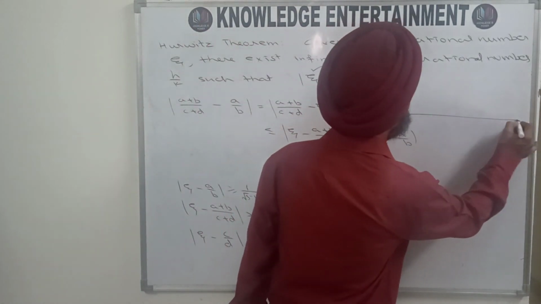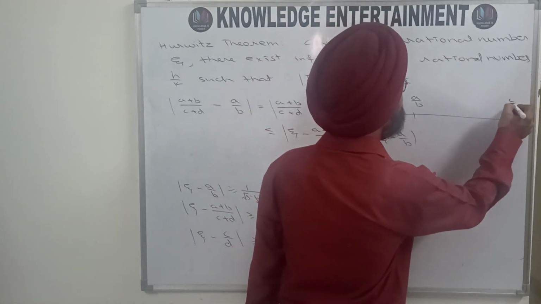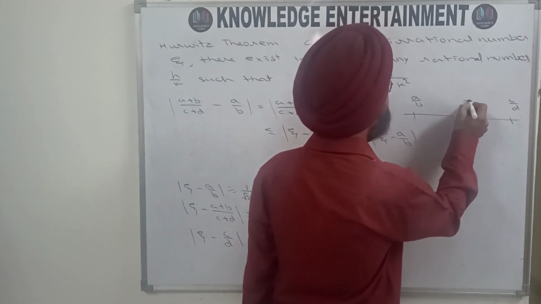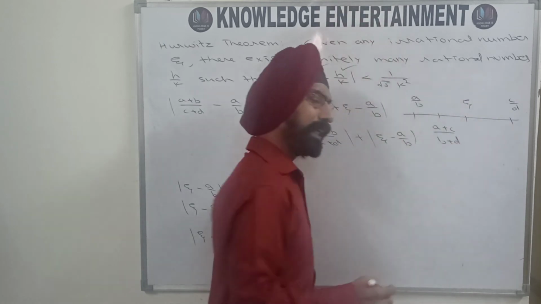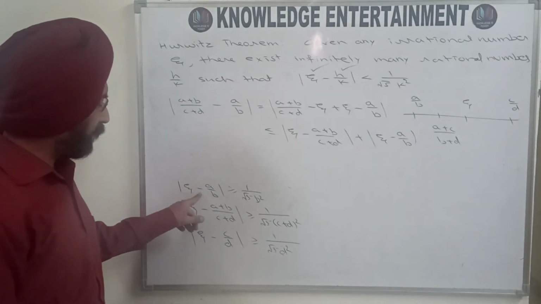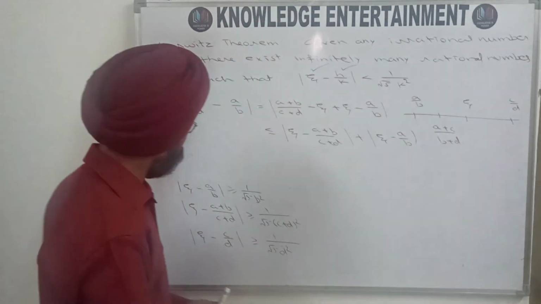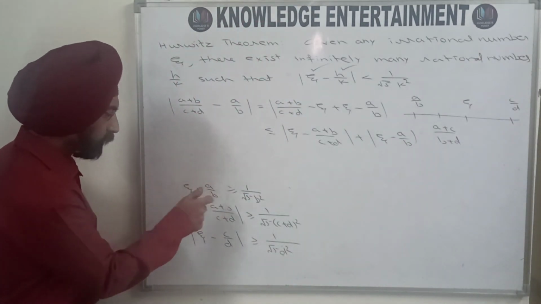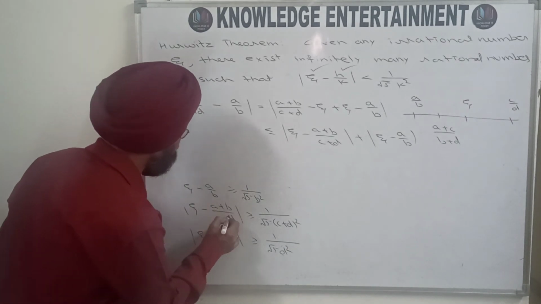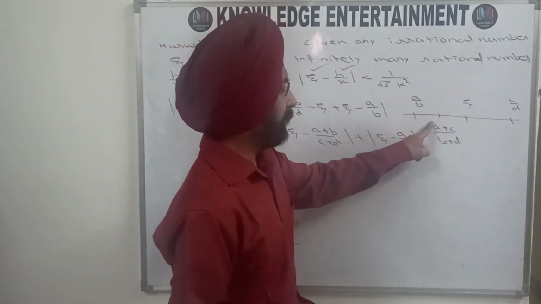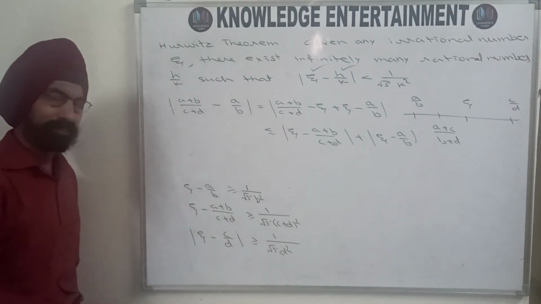I'm drawing the number line again. Here it is a upon b, here it is c upon d, here it is xi, and here I have taken a plus c upon b plus d. Now, mod of xi minus a plus b: xi minus a plus b is a positive number, so no mod is required. Xi minus a plus b upon c plus d is once again a positive number, so no need to have the mod here also.